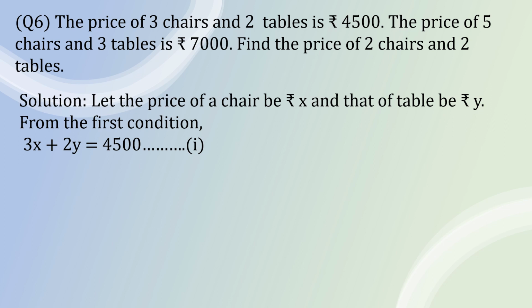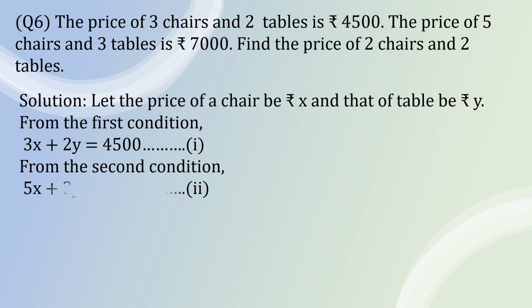We'll put as equation number 1. Now from second condition, what is given? That is price of 5 chairs and 3 tables is rupees 7,000. So you'll write down that is 5x plus 3y equal to 7,000. Equation number 2. Now students, if you see both the equations, both variables have different coefficients.